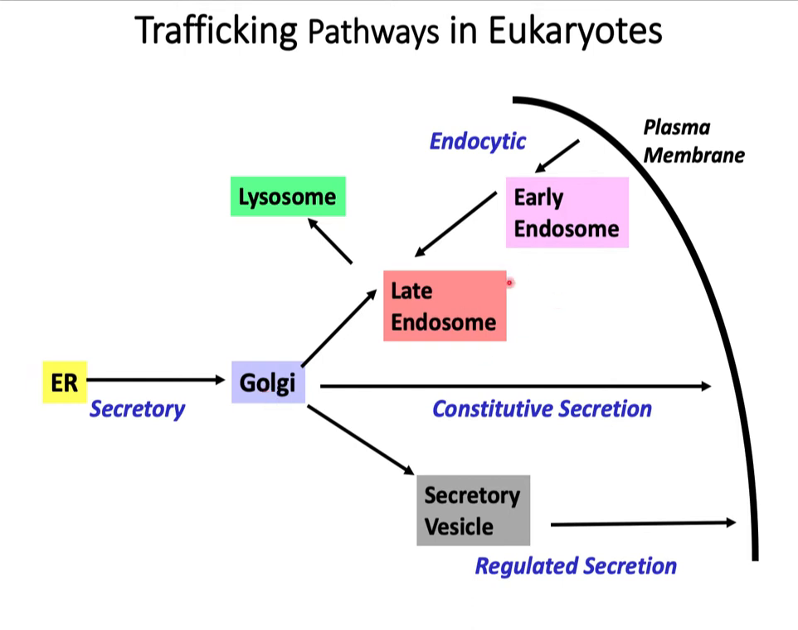or to a lysosome. We looked at several pathways from Golgi to the plasma membrane, the constitutive secretion pathway and the regulated secretion pathway. Finally, we looked at a couple of endocytic pathways, which included the fluid phase and the receptor-mediated endocytosis pathway, which follows through the early endosome into the late endosome and to the lysosome. We also looked at a second endocytic pathway, that is phagocytosis. So you should be familiar with all these vesicle trafficking pathways.